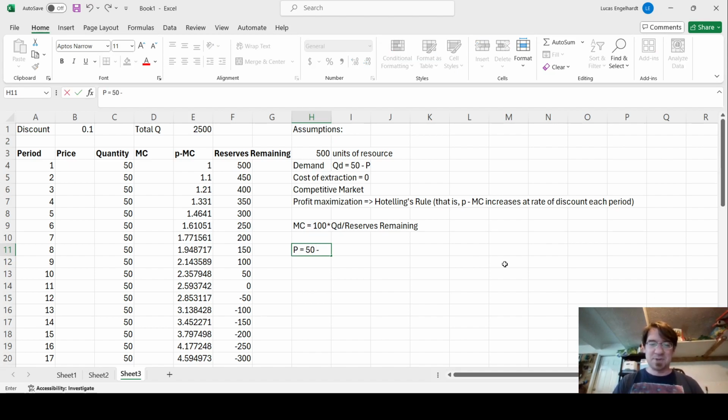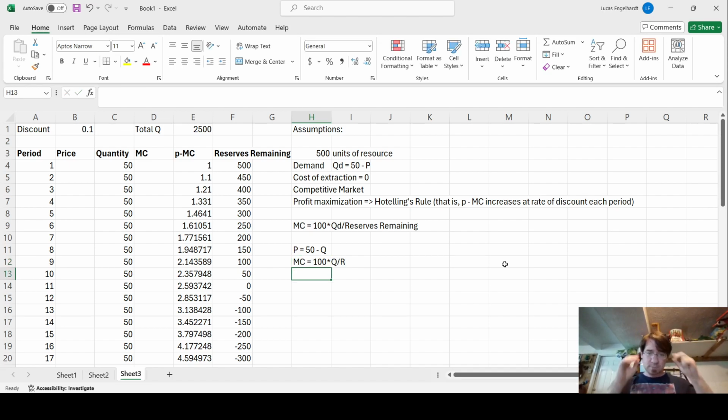P equals 50 minus Q. We know that that's going to be given to us. We also know that MC equals 100 times Q over, I'm just going to use R for the reserves remaining. So then we can use these two formulas with that P minus MC to figure out what Q is going to look like. So P minus MC would just give us 50 minus Q minus 100 times Q divided by R.